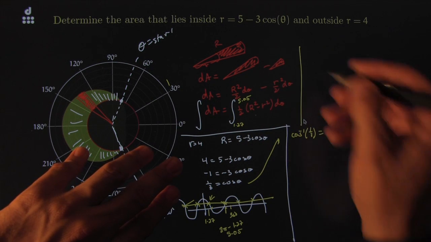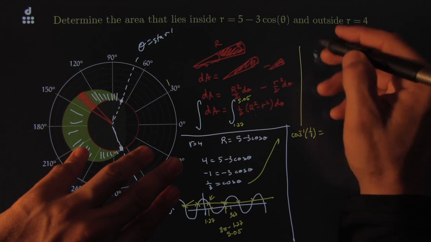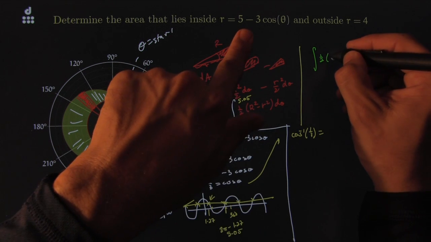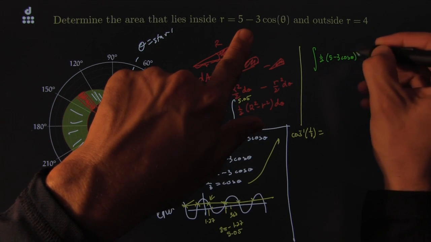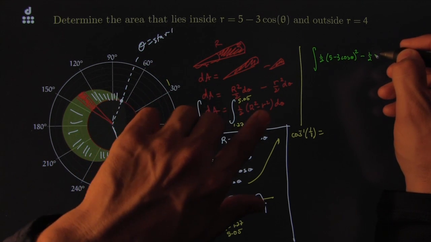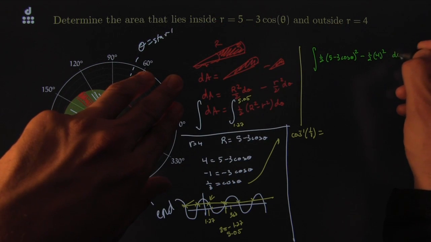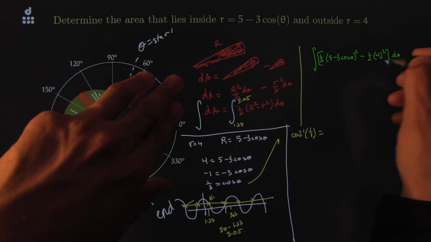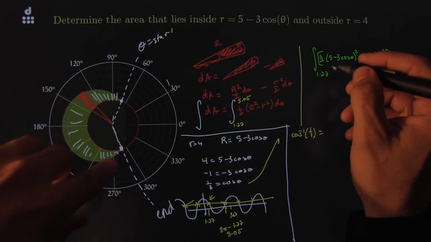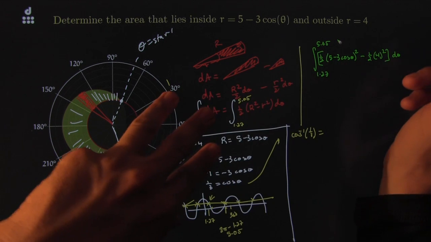And so I have a nice setup now. The setup goes like this. I'll do the setup in green. So I've got that the area is equal to a half times big R squared. So that would be 5 minus 3 cosine theta squared minus, I'll just do it separately, a half times little r squared. So that would be 4 squared. All that is times d theta. And my limits are from 1.27 radians, that's a little bit short of 90 degrees, to 5.05, that's short of 2 pi, which would have been 6.28.